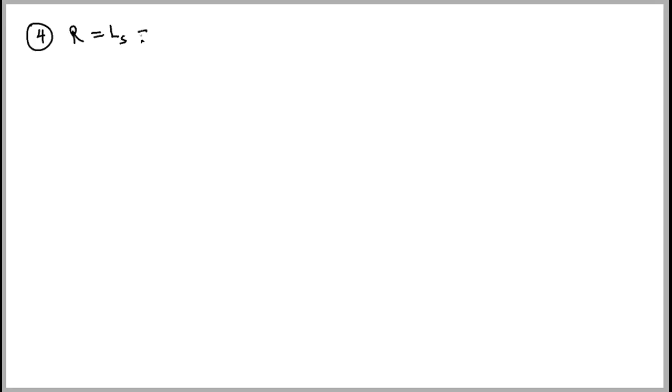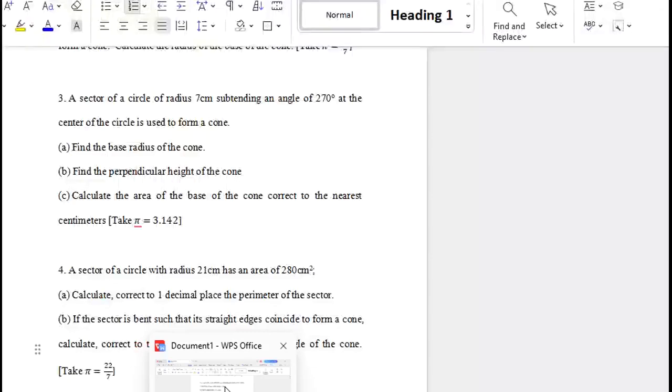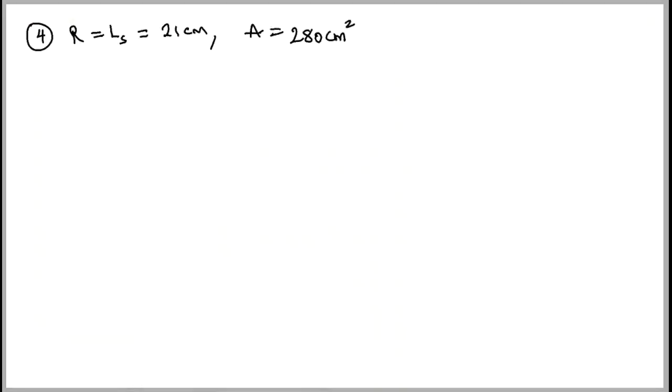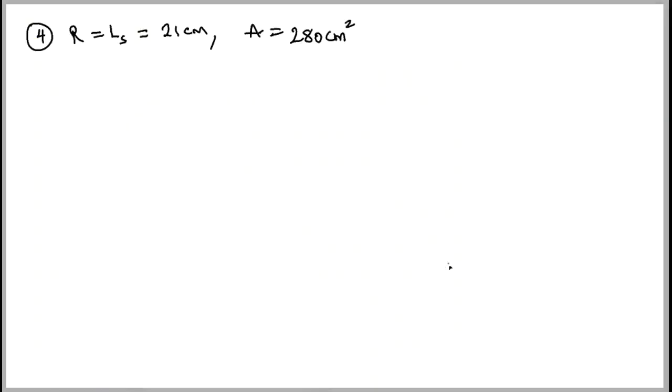So the radius of the sector is 21 centimeters, and the area of the sector is 280 centimeters square. Any other information here? 280 cm square. Okay, no. So we are asked to calculate, correct to one decimal place, the perimeter of the sector.